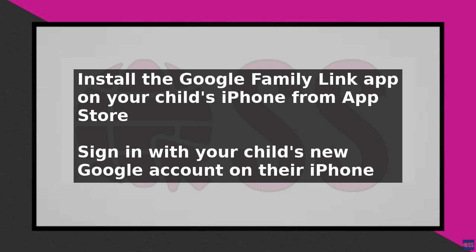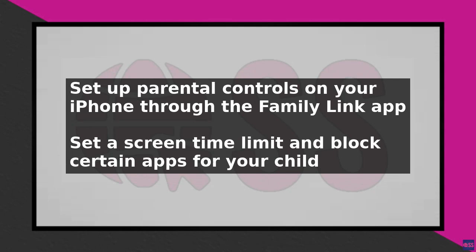On your iPhone, you will see your child's account listed in the Family Link app. Tap on their account and follow the prompts to set up parental controls. You can set a screen time limit, block certain apps, and set a bedtime routine. You can also view your child's location and see what apps they are using.